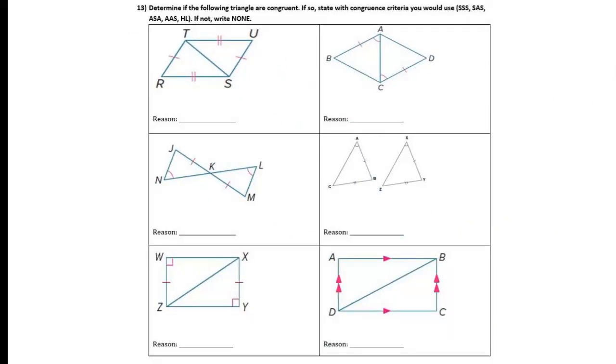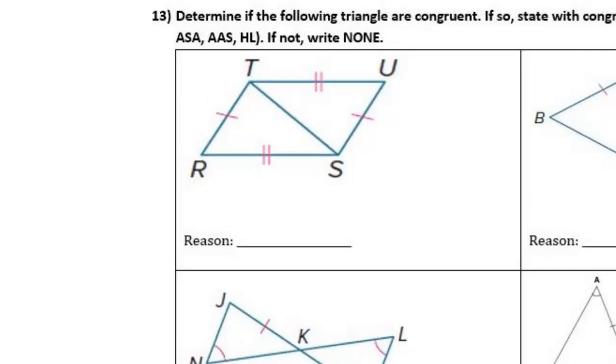So we want to determine whether we would use side, side, side, side, angle, side, angle, side, angle, angle, angle, side, hypotenuse, leg. Or if none of those will work, then we're going to write none. So let's look at this one picture at a time.